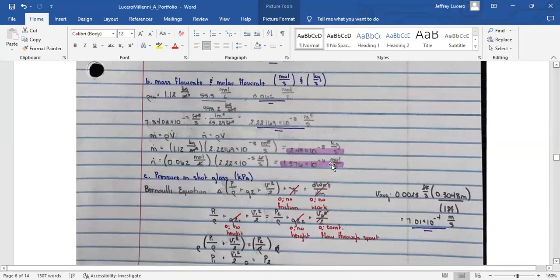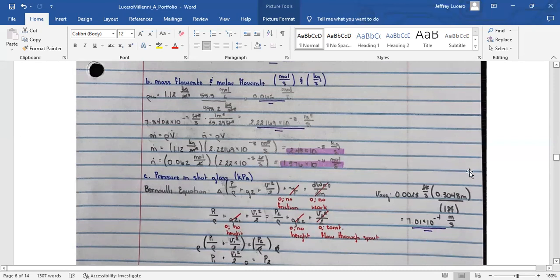For pressure, for part C, the pressure in the shot glass in kPa, we would use the extended Bernoulli equation, which is the change in pressure over density, plus gravity times height, plus the kinetic energy, velocity squared over 2, plus the friction, and then the work of the system. We know that there's no friction, and we know that there's no work because it wasn't stated in the question.